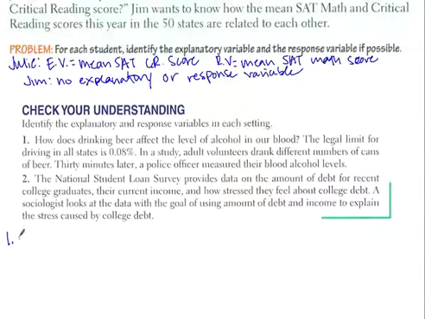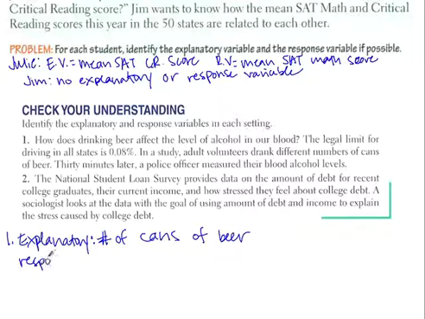So for number 1, the explanatory variable would be the number of cans of beer. And the response variable would be the blood alcohol level.